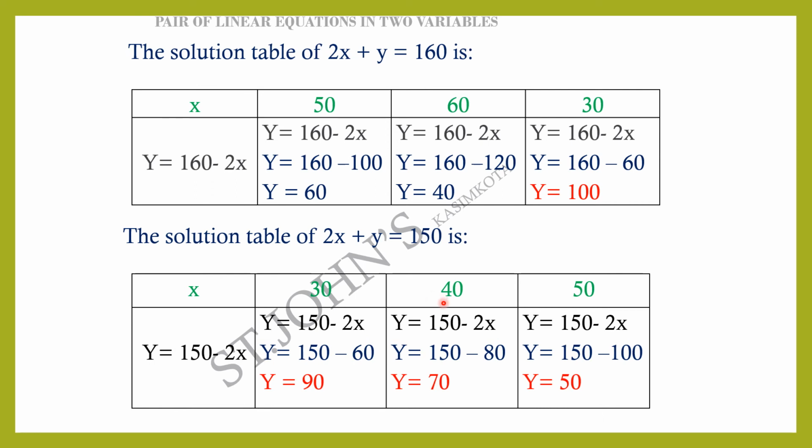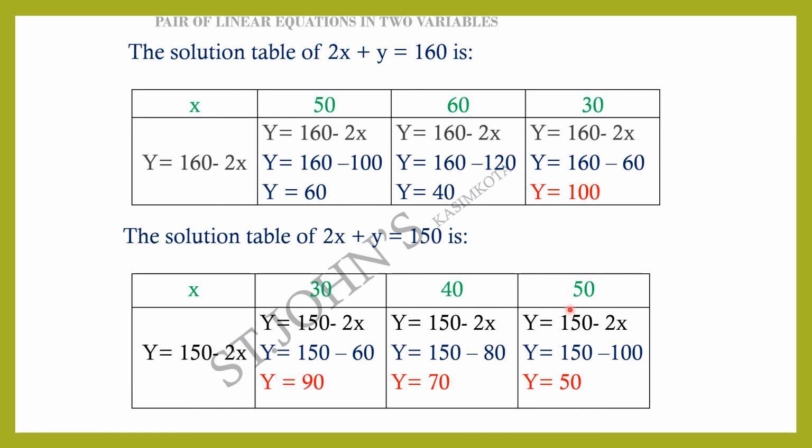You have to find the y value. y equals 150 minus 2x. If x equals 40, then 150 minus 2 into 40, which is 80, gives 150 minus 80, which is 70. So if x equals 40, then y equals 70.